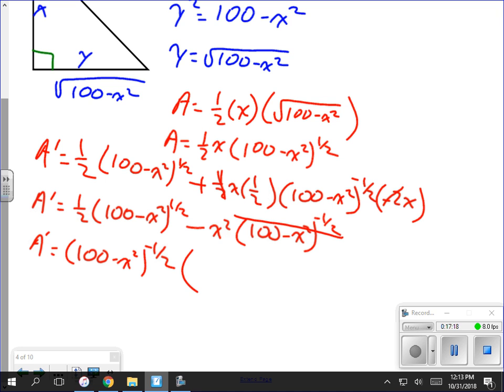Times, this has been taken out. When I take -1/2 away from +1/2, I get 1. This is now the power of 1, because I took out the smallest power. So I have here 1/2 of (100 minus x squared) minus another x squared. Distribute the 1/2, so that gives me 50, and then 1/2 x squared plus 1 x squared gives me 3/2 x squared.